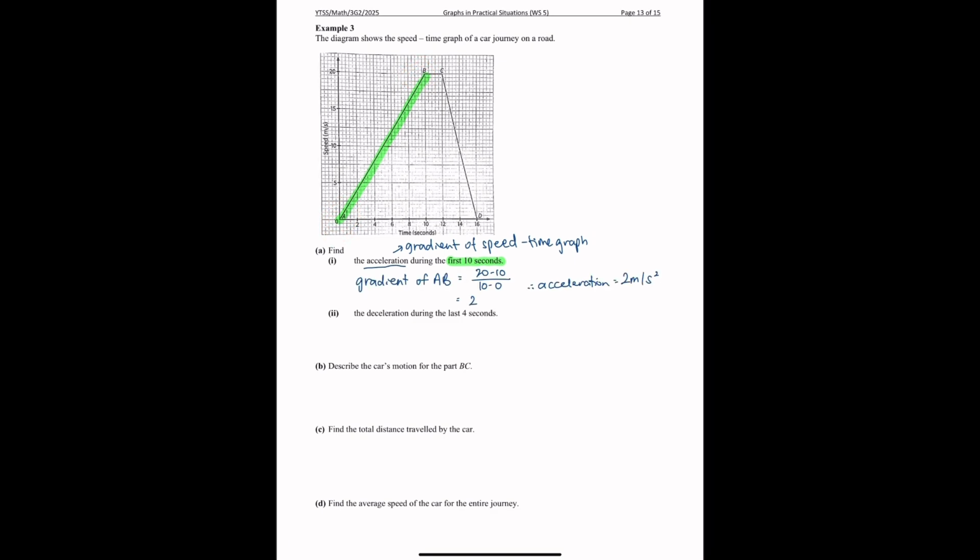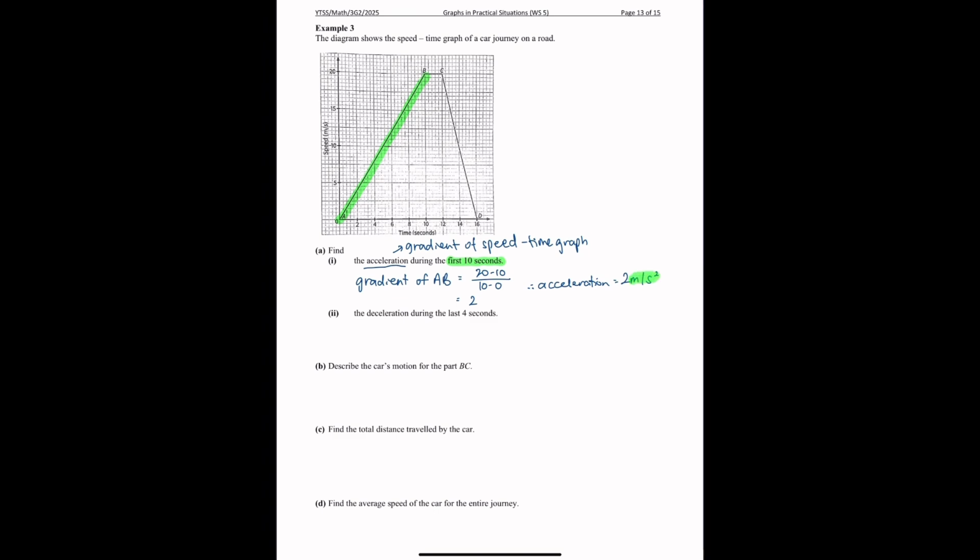Take note, speed here is meter per second and time is in seconds. So for A part 1, we need to find the acceleration during the first 10 seconds, which is this highlighted part in green. So do note, acceleration means it's the gradient of a speed time graph. So what you need to do, you need to find the coordinates of A and B and then calculate the gradient. Okay, to calculate the gradient of AB, you need the coordinates of A and B. Apply the formula and you will get 2. Hence, the acceleration is 2 meter per second square.